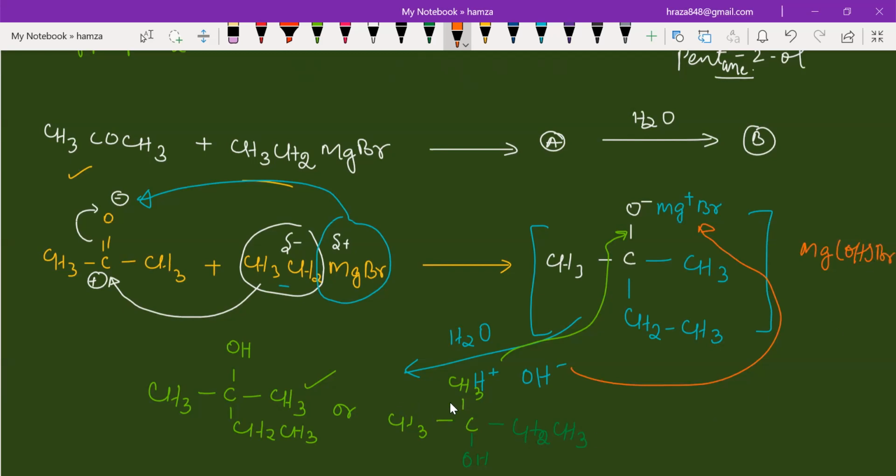So first of all, if you are going to name it, it will be 1, 2, 3, 4. So the name will be butane. No, wait a minute. You can see there is a branch, that means the name will be 2-methylbutan-2-ol, not pentan-2-ol. Is that clear, everyone? Yes, sir. Okay, please let me know when you are done with this.